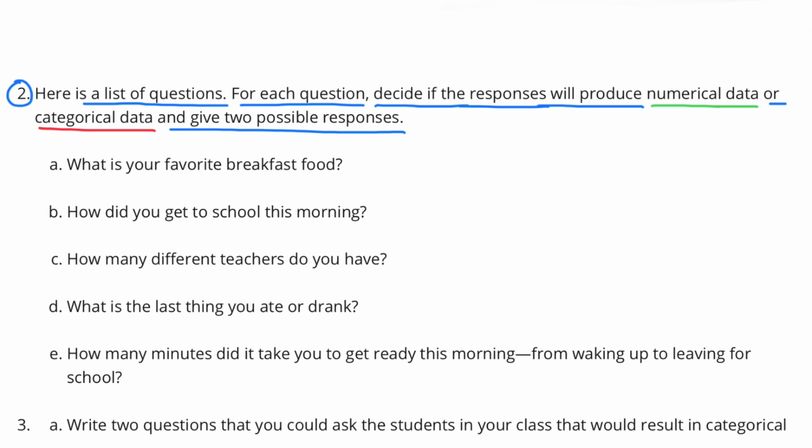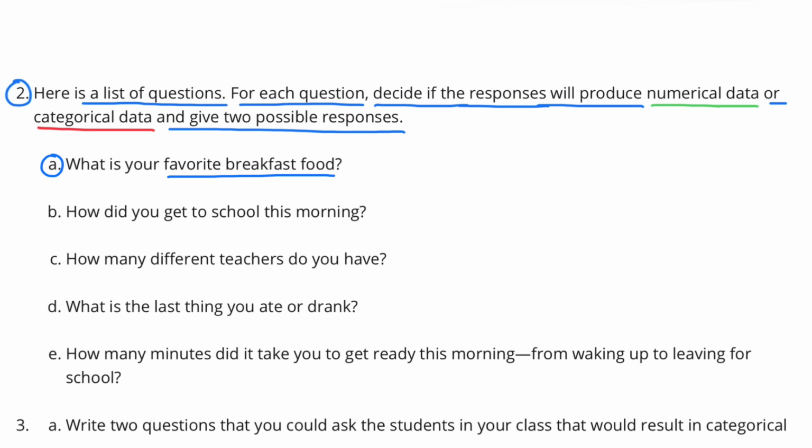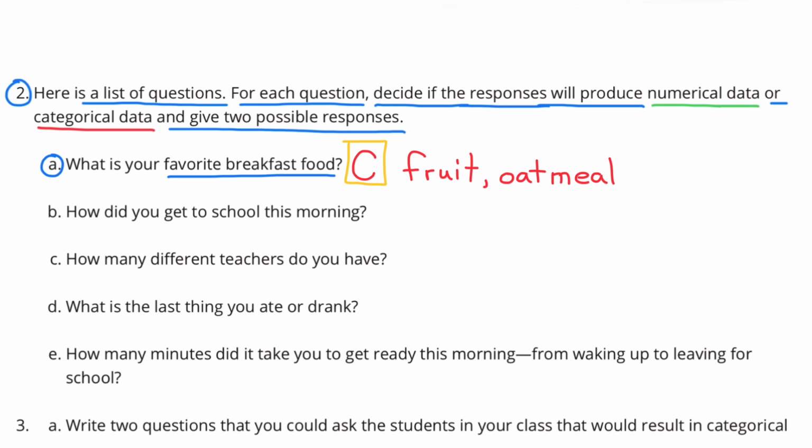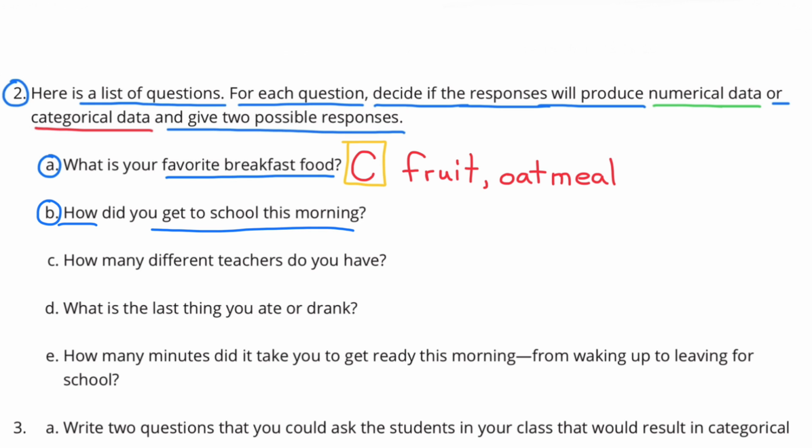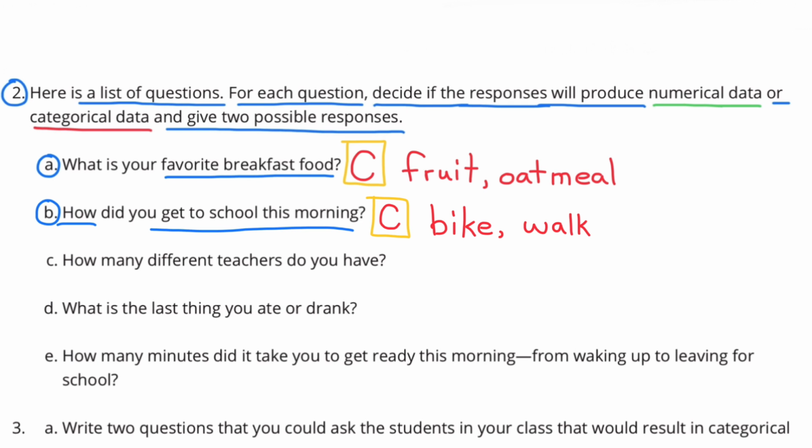Number 2. Here is a list of questions. For each question, decide if the responses will produce numerical data or categorical data, and give 2 possible responses. A. What is your favorite breakfast food? That would be categorical data, and 2 possible responses would be fruit and oatmeal. B. How did you get to school this morning? That would also be categorical data, and 2 possible responses would be bike and walk.